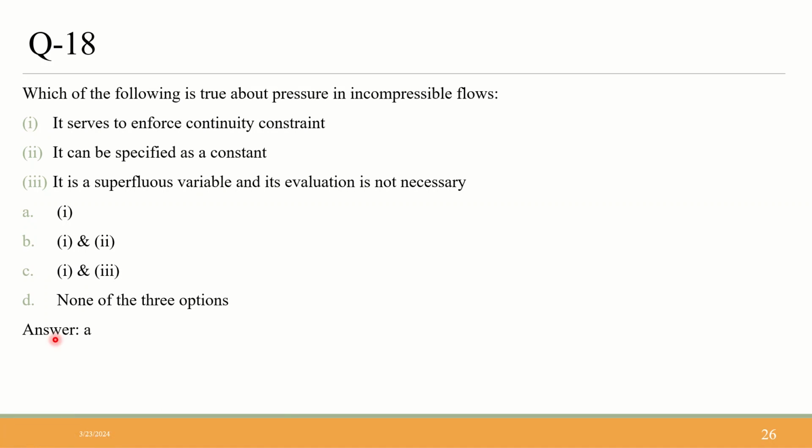Which of the following is true about pressure in incompressible flows? First one, it serves to enforce the continuity constraint. Second one, it can be specified as a constant. Third one, it is a superfluous variable and its evaluation is not necessary.